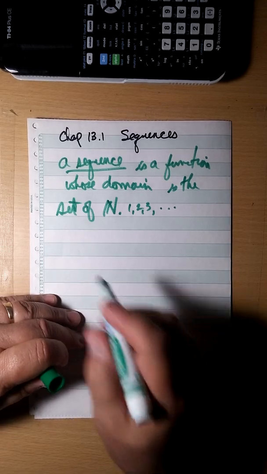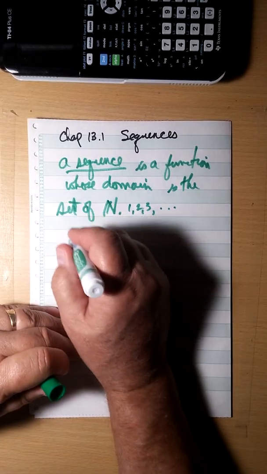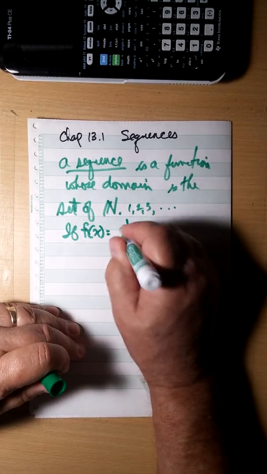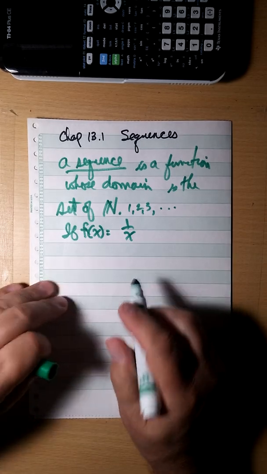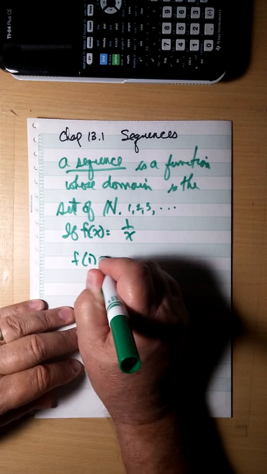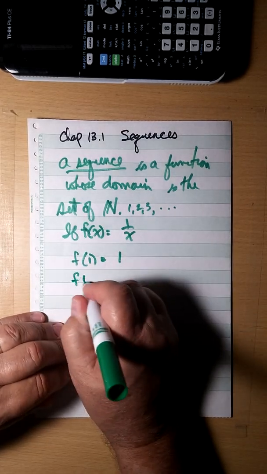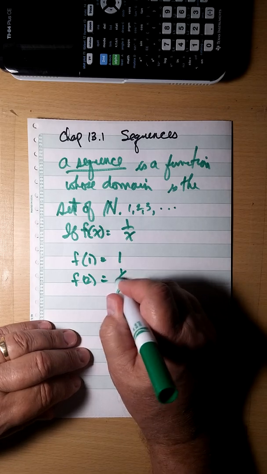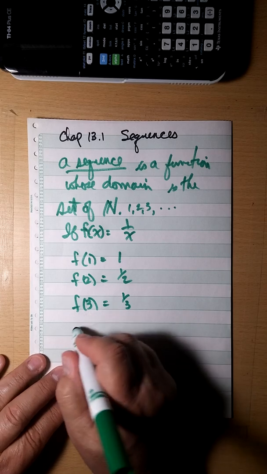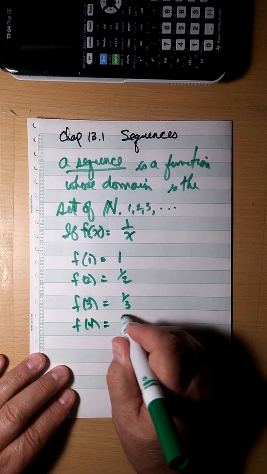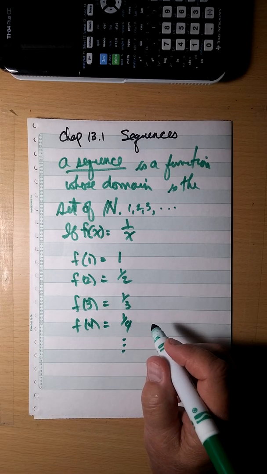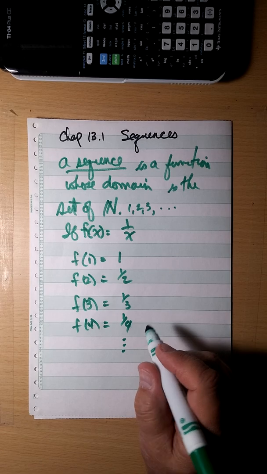So if the domain is that, then for these functions, if f of x is 1 over x, then you can get a sequence. Plug that in. What is f of 1? It's 1. What is f of 2? It's 1/2. What is f of 3? It's 1/3. f of 4? 1/4, etc., etc., etc.